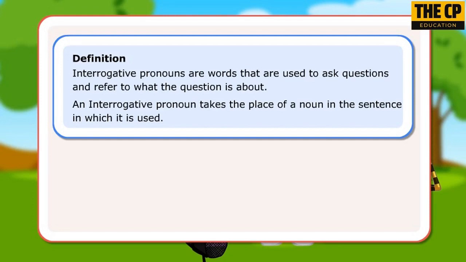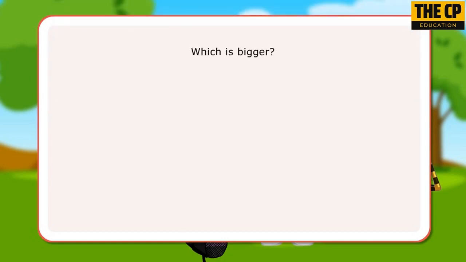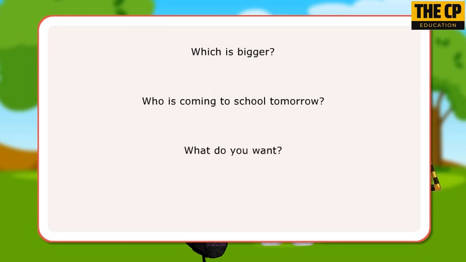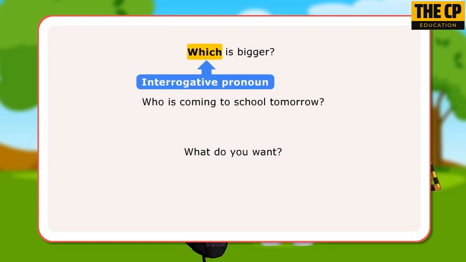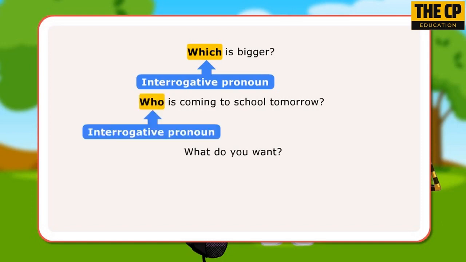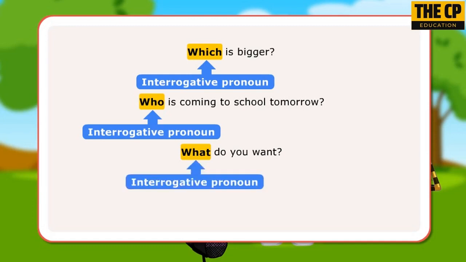Let us look at few sentences. Which is bigger? Who is coming to school tomorrow? What do you want? In the first sentence, which is an interrogative pronoun since it stands in the place of a noun and is a question word. In the next sentence, who is an interrogative pronoun since it is asking a question and is taking the place of a noun. In the third sentence, what is used in place of a noun to ask a question and so is an interrogative pronoun.